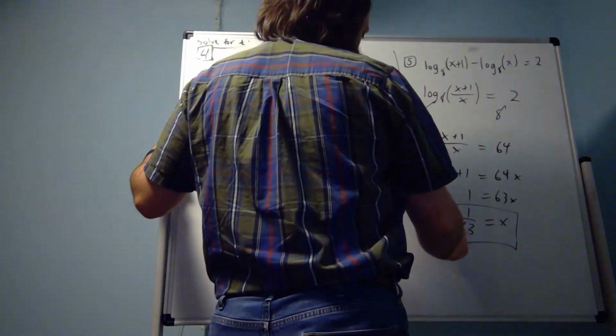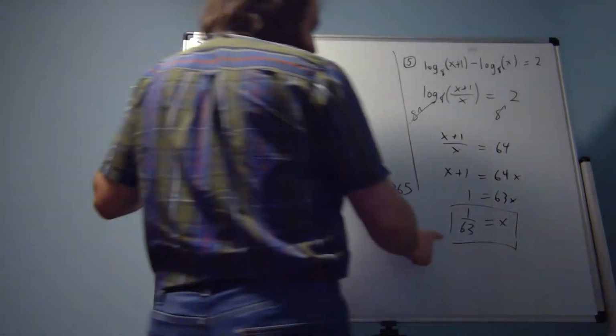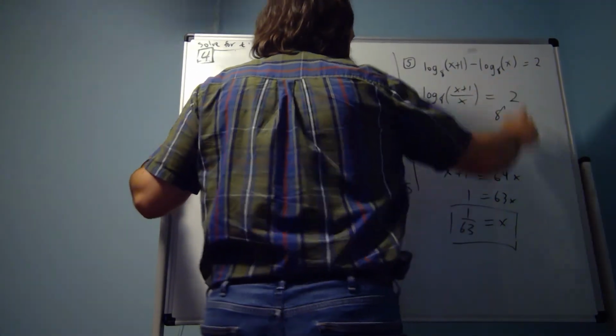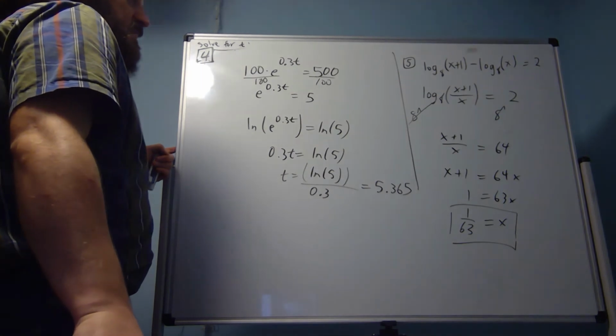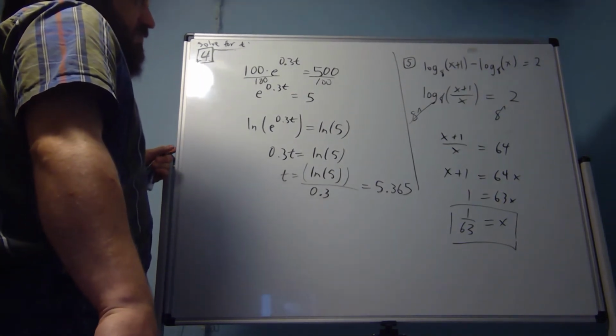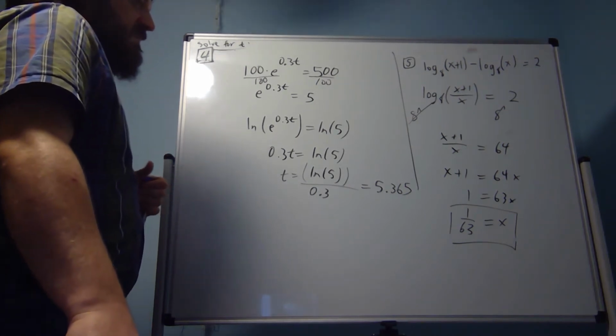Well, you'd have to use a calculator and the change of base formula, because individually, this is going to be some decimal. This is going to be some other decimal, and you could do it, but if you wanted to check your answer, you would have to use the change of base formula.